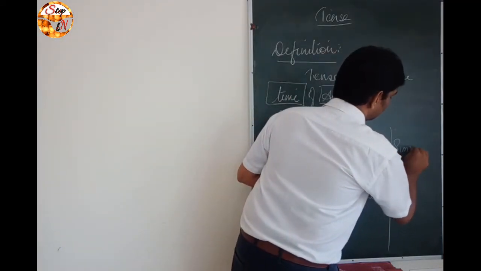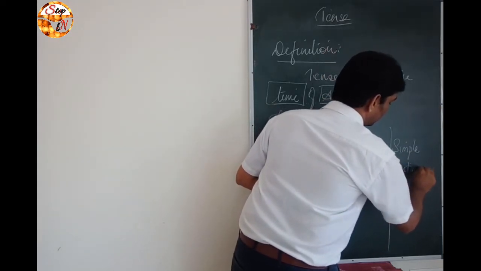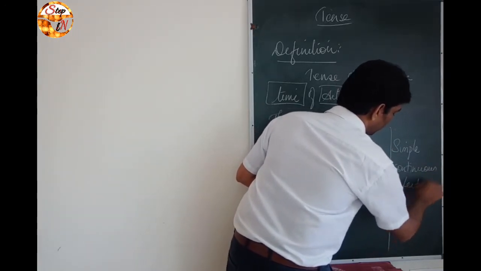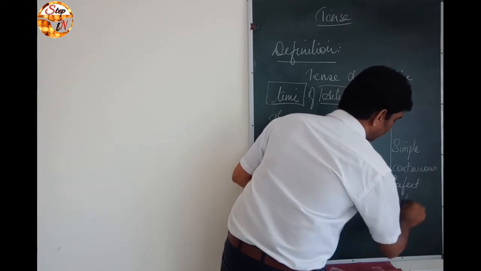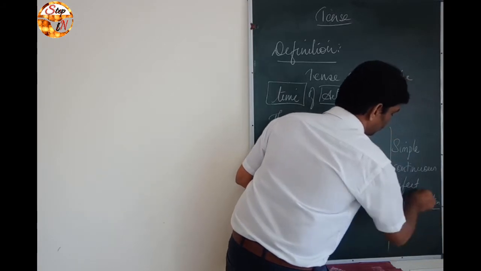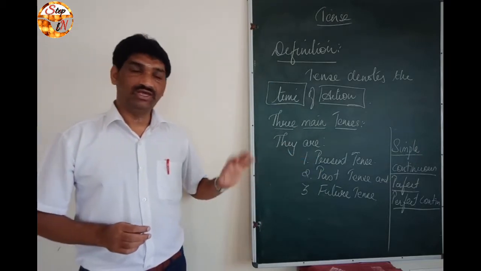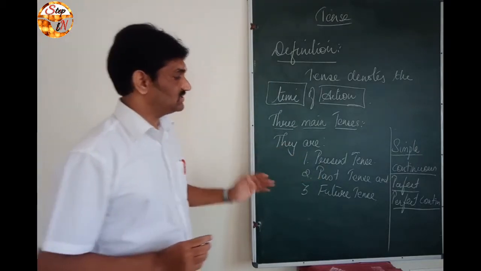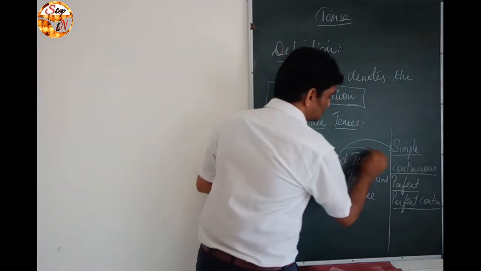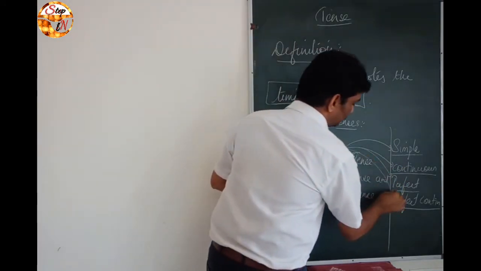The first one is simple, and the second aspect, continuous, and the third aspect, perfect, and the last, the fourth aspect, is perfect continuous. So we have these four different aspects for each tense. If you take for example the first one, present tense, we have present simple, that is one aspect, and we have present continuous, and similarly present perfect and present perfect continuous tense.